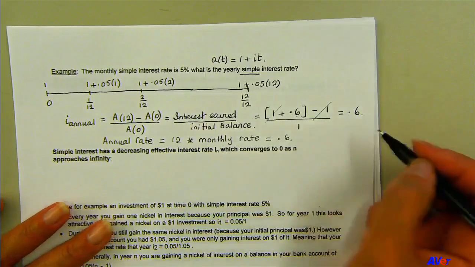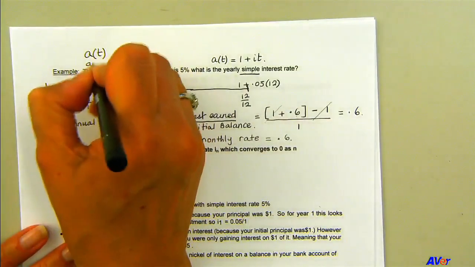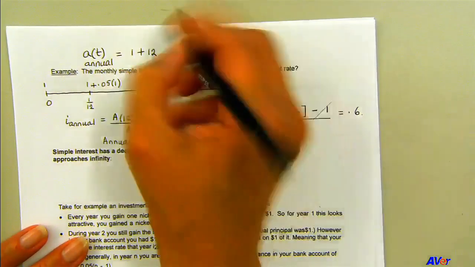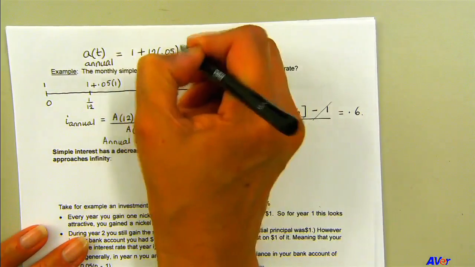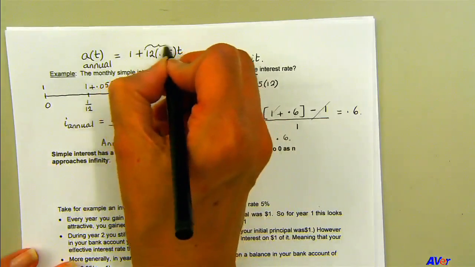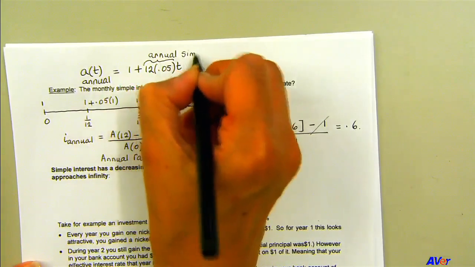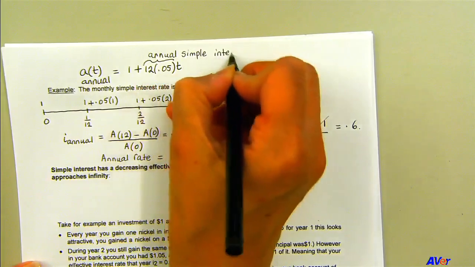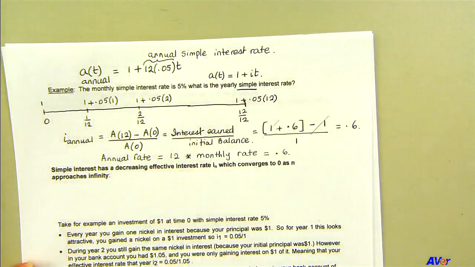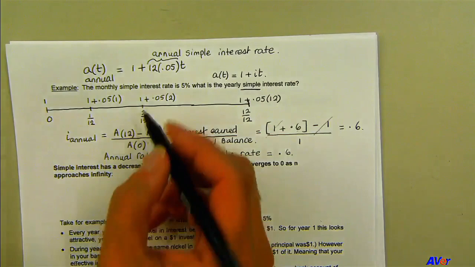So A of t annual, for this problem, would be 1 plus 12 times 0.05 times t, where this is the annual simple interest rate. Everybody okay with this? This is the crux of the matter right here.